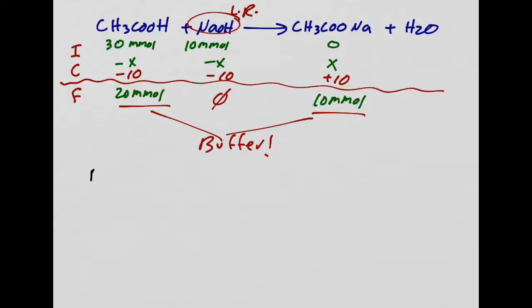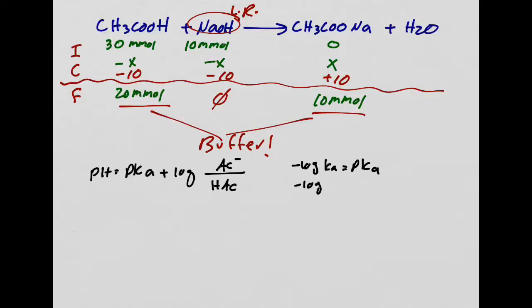So that means pH is, and I have an acid, is going to be pKa plus log my acid here, which is HAc. The conjugate is Ac minus. Now I don't have the pKa, but I give you the Ka. Minus log of Ka gives me pKa. Don't forget that. So minus log of 1.8 times 10 to the minus 5. I get 4.74. So here I have 4.74 plus log.